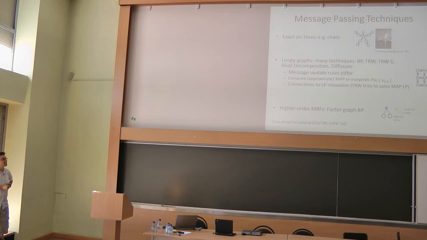And you can compute either MAP or marginals, if you take the minimum or the sum when you compute the messages. There are also some connections with LP relaxation. There's also a variant for higher order random fields, where you have messages which go from nodes to factors and back from factors to nodes, and this is called factor graph BP. It's not very often used in computer vision, but in machine learning people have used it. For the details, there are some recent tutorials we have done which go into some of these details.